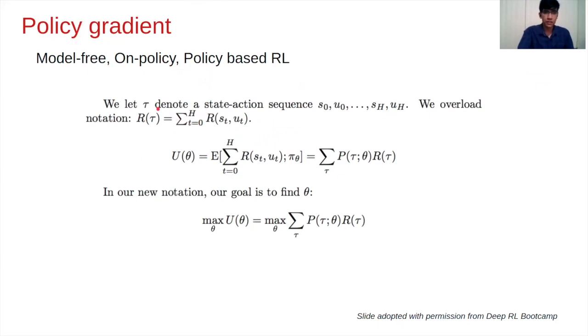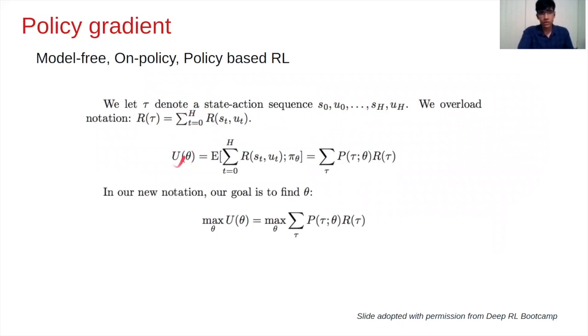So let tau denote the state action sequences. You start at state S0, take action U0, and you have a total of H time steps: S0, U0, S1, U1, up to SH, UH. We denote R of tau to be the sum of the cumulative reward. So R of tau is the reward that you get at all time steps, and you sum over them. This is really the total reward, or what we call the return, right?